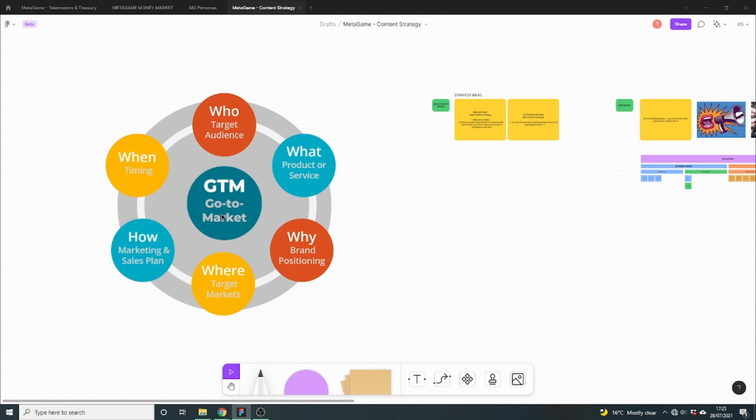Very quickly, I'll give a definition of what the go-to-market strategy is. It's an action plan that specifies how an organization will reach target customers and achieve a competitive advantage. The main purpose is to provide a blueprint for delivering a product or service to the end user, taking into account factors such as pricing and distribution.